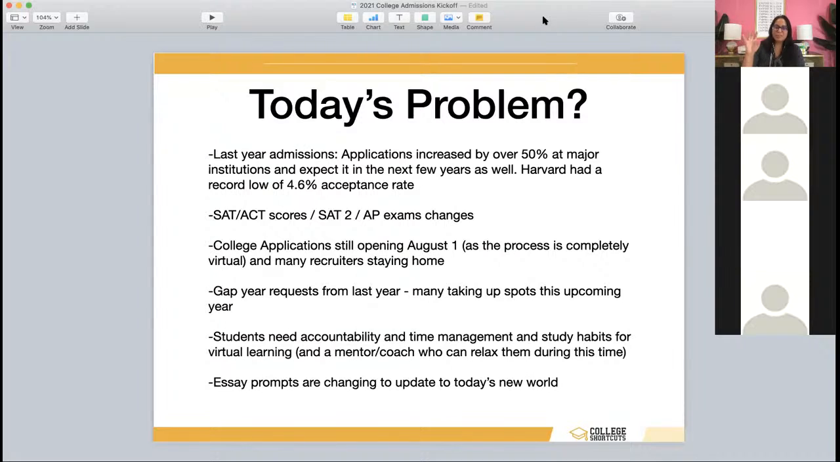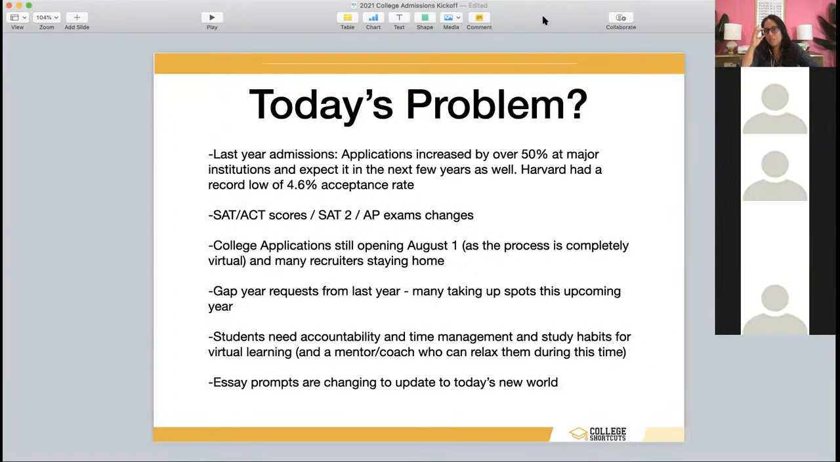So let's talk about today's problem. Last year, admissions applications increased by over 50% at major institutions. Some saw upwards of 46,000 extra applications for as little as 3,000 seats. UC schools saw hundreds of thousands more applications, and we do expect to see that continue in the next few years. Harvard had a record low of 4.6% acceptance rate. Guys, these rates are going to keep going lower. And I don't want to freak you out, but I just think you should know the reality.